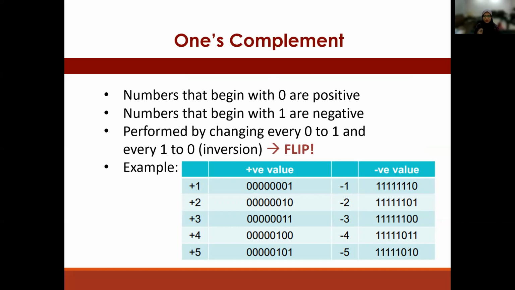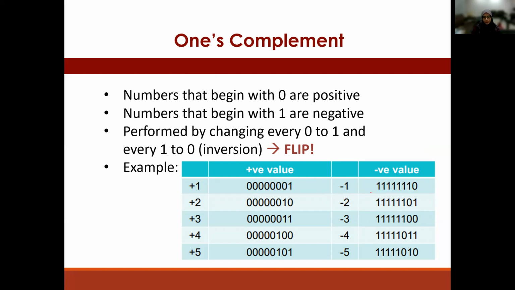For example, in one's complement, if you have a positive 1, it is equal to 0 0 0 0 0 0 0 1. When we need to convert it into a negative number using one's complement, we just need to invert the number. So negative 1 is equal to 1 1 1 1 1 1 1 0.